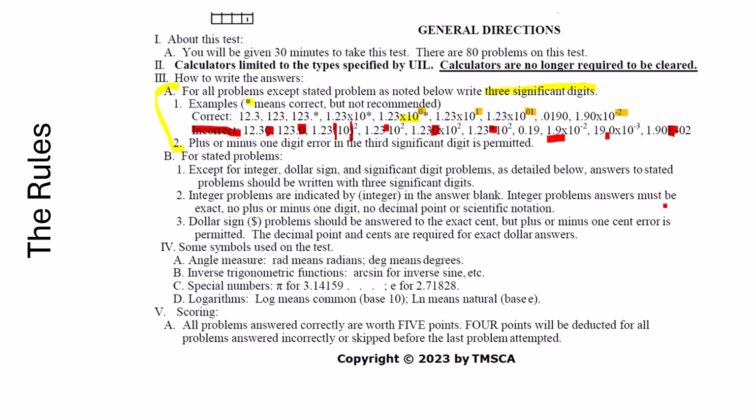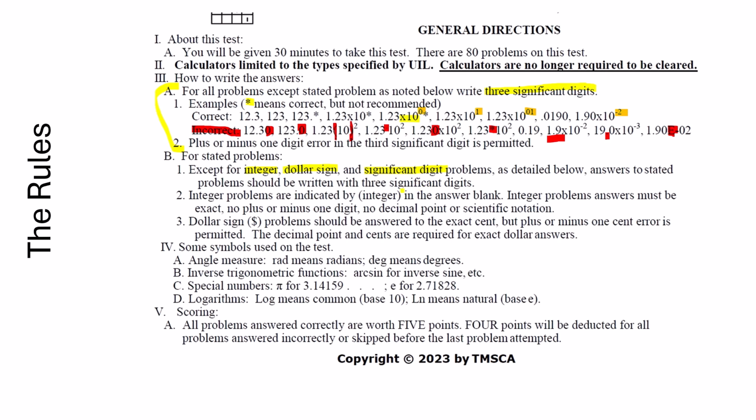All right. For stated problems, so if you have an integer, let me go ahead and change colors so you can see this. If you have an integer, we are not doing significant figures. So if you have an integer, you provide an integer. Don't worry about significant figures. You just provide the integers. For dollar signs, so that's a money problem, you answer to the nearest dollars and cents. Don't round. And then sometimes you'll get some significant digit problems that have an SD next to them.